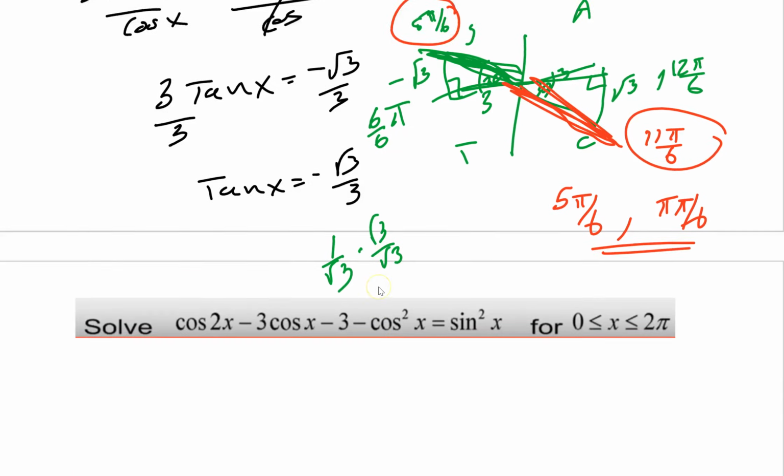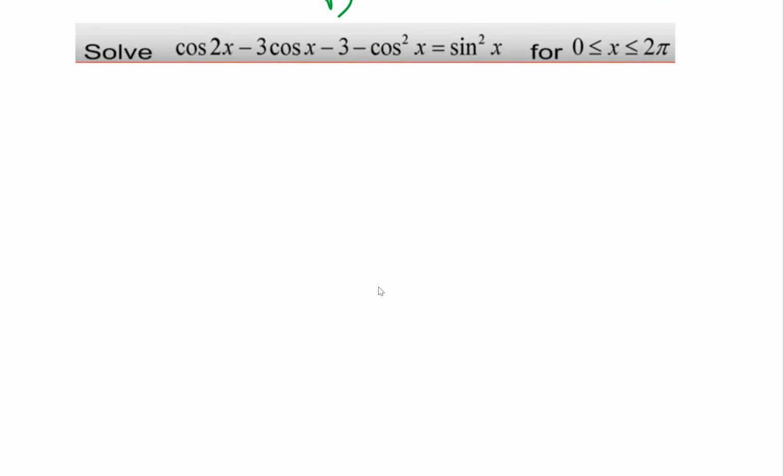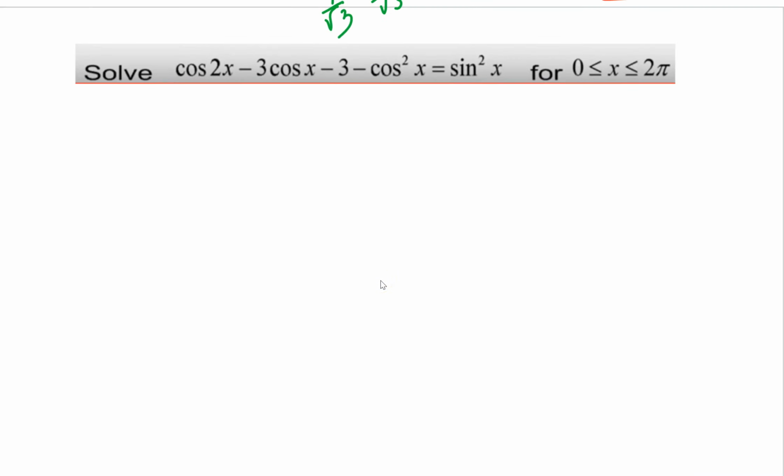Let's go to the next one. The last one is tough. Here's a classic IB problem when they want to be tough with trig functions. So cosine 2x equals 3 cosine x minus 3, minus cosine squared equals sine squared. I've got to solve this. So first step, let's try to make everything into a cosine. You notice how there's like all cosine things? Let's try to make it into a cosine.